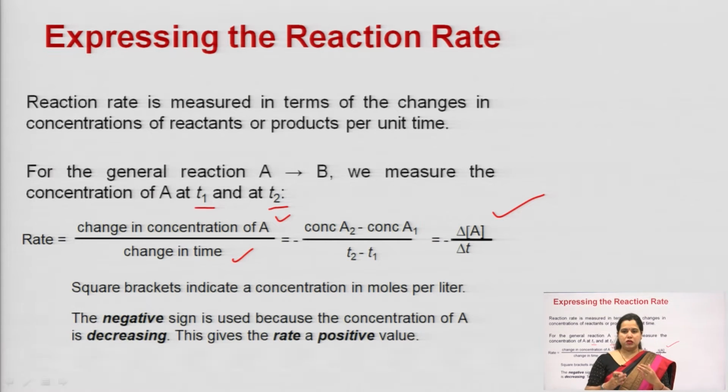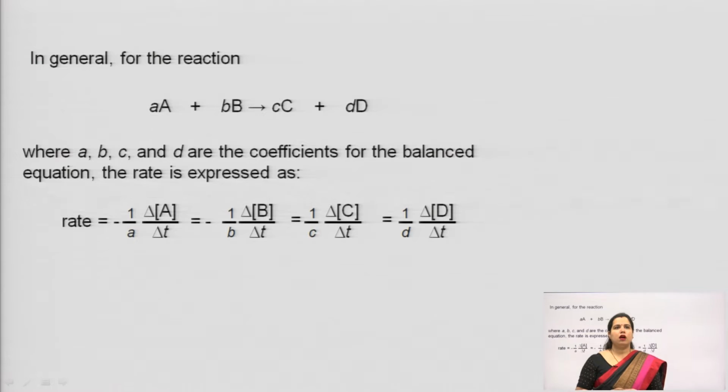So, when we start the reaction, initially the substrate concentration is high. As time passes, the concentration of substrate will get reduced and it will increase for the finished product, right. So, this is how it proceeds. So, in general, for the reaction aA plus bB gives cC plus dD, where A, B, C and D are the substances and the small letters a, b, c and d represent the coefficients, for the balanced equation the rate is expressed as.